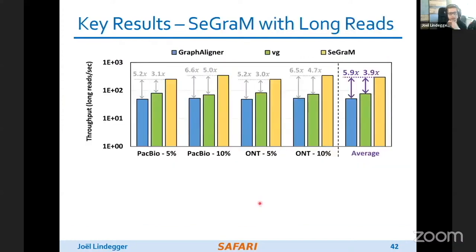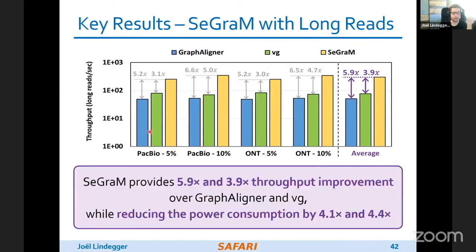Okay, now let's also compare to software baselines. So this was a hardware evaluation. Let's compare the throughput to software baselines. We already saw we're doing well in terms of power. And now here we're plotting throughput on the y-axis and different read sets on the x-axis. You observe that for the software baselines, GraphAligner and VG, SeGraM significantly outperforms these, such as by 5.9x and 3.9x respectively for long reads, and reduces power consumption over CPU by 4.1x and 4.4x.